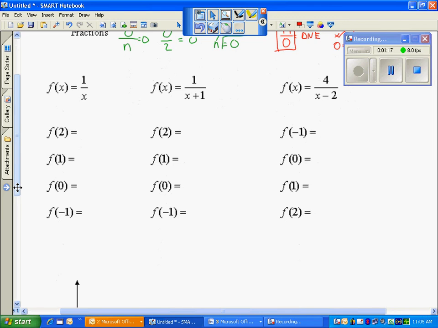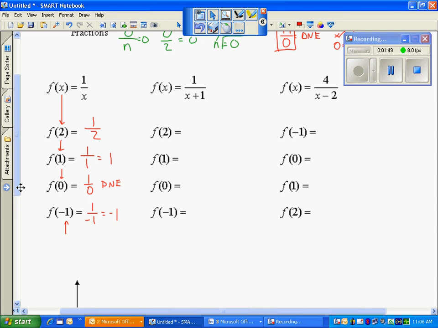Those occur a lot. Function notation: this says x position needs to be a 2 in my function called f, 1 over 2. X needs to become a 1 in my function, 1 over 1, which reduces. F needs to become 0 in my x input position, and that's the case where we get does not exist. In the last one, f becomes negative 1, input for x, and I get negative 1.